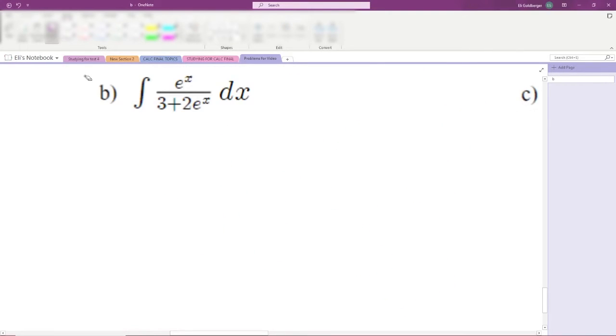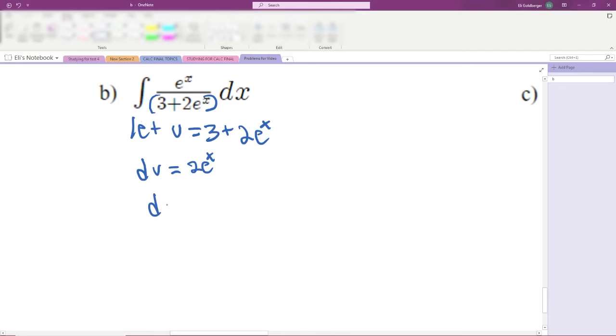Okay, so now we're on B. For this problem, what we're going to substitute for u, you might think maybe e to the x, but since it's the same degree on the top and bottom, what you do is just take the whole bottom and substitute that for u. So let u equal 3 plus 2e to the x, and then find du. The derivative of 3 is 0, and the derivative of 2e to the x is just 2e to the x, because the constant in front of the function stays the same, and when you take the derivative of e to the x, it's just e to the x.